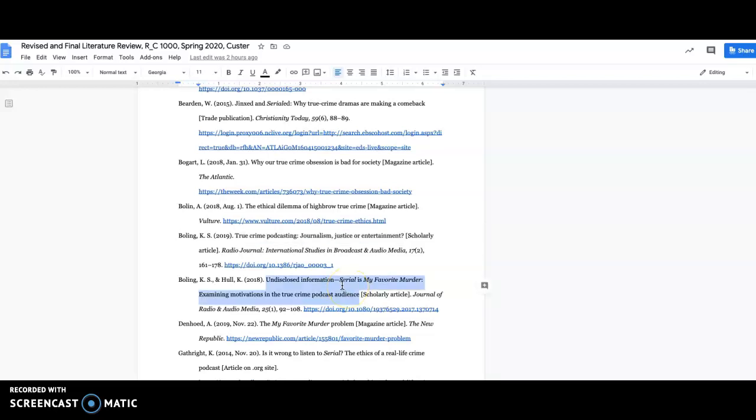Here's another good example. Undisclosed information: Serial is my favorite murder, examining the motivations in the true crime podcast audience. Serial is a proper noun that names a particular true crime podcast, as is My Favorite Murder. So those proper nouns for true crime podcasts are going to be capitalized. All the other words are lowercase except for undisclosed because, of course, this is the first word in the title, and examining because this is the first word after the colon.